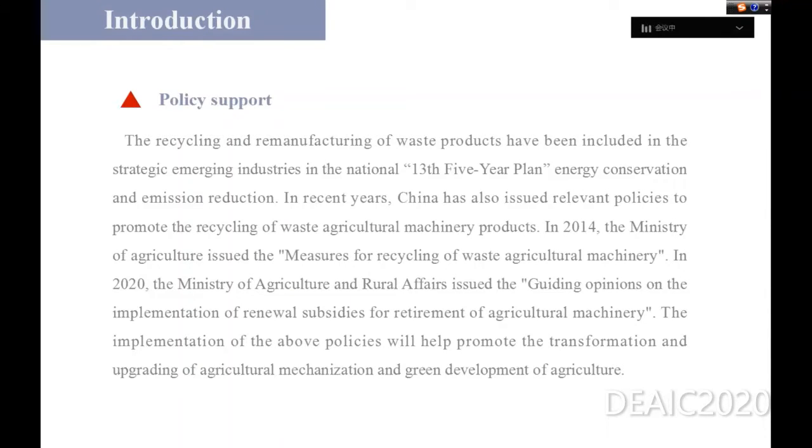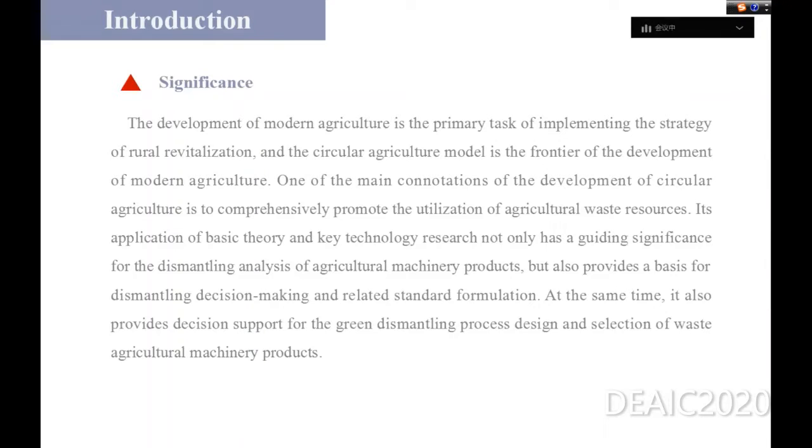For the policy support, the recycling and remanufacturing of waste products have been included in the strategic emerging industry. In recent years, China has also issued relevant policies to promote the recycling of waste agricultural machinery products. The Ministry of Agriculture and the Ministry of Agriculture and Rural Affairs put out the policies. The implementation of the above policies will help promote the transformation and upgrading of agricultural mechanization and green development of agriculture.